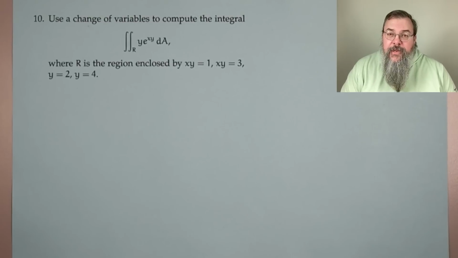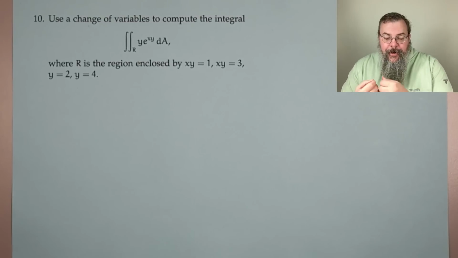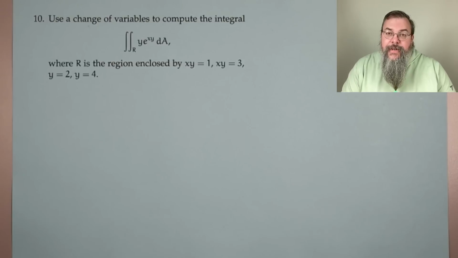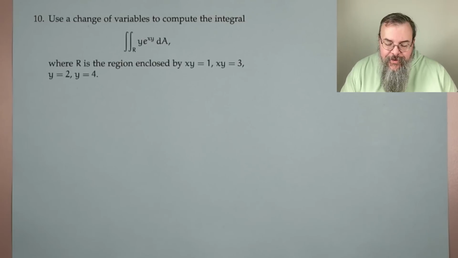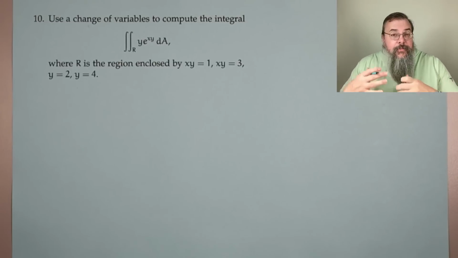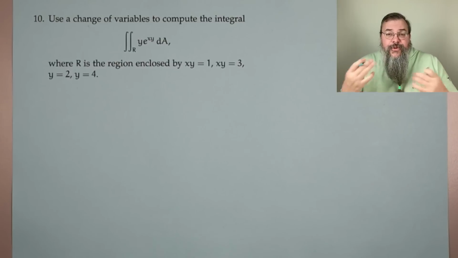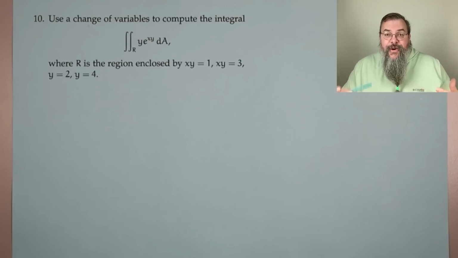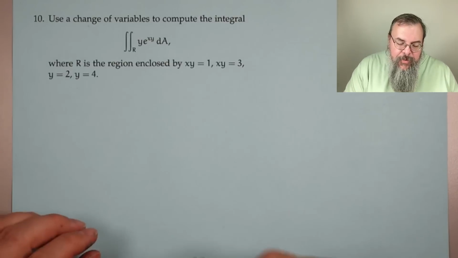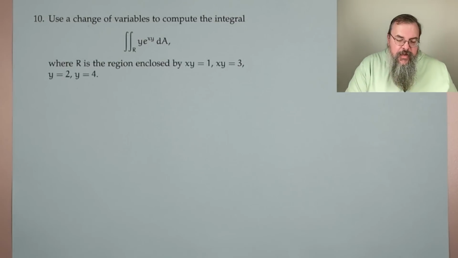Use a change of variables to compute the integral. Integral over a region R of y e to the xy dA, where R is the region enclosed by xy equals 1, xy equals 3, y equals 2, y equals 4. All right. Well, let's think about what's going on here. And again, similar to the last problem, it says use a change of variables. So we're going to have to do a change of variables, but they didn't tell us what the variables are that we should be changing to. But we have some clues here. And what do we do?